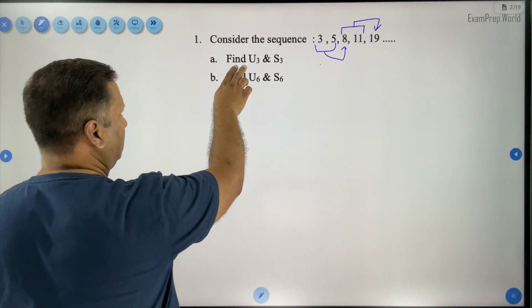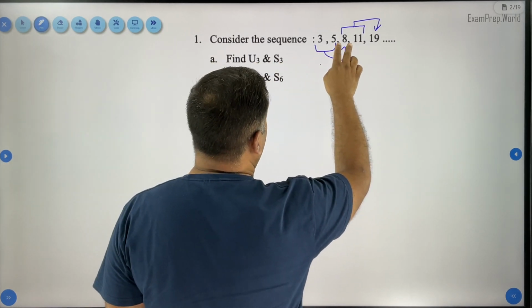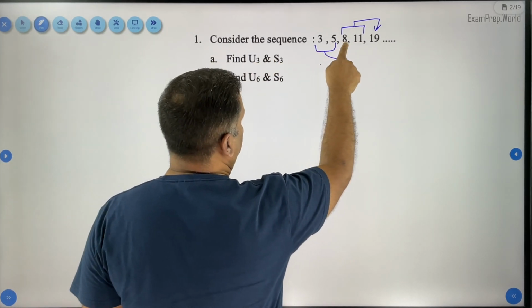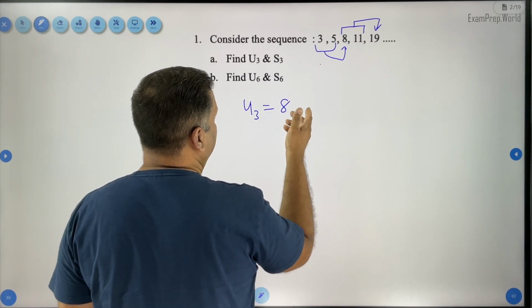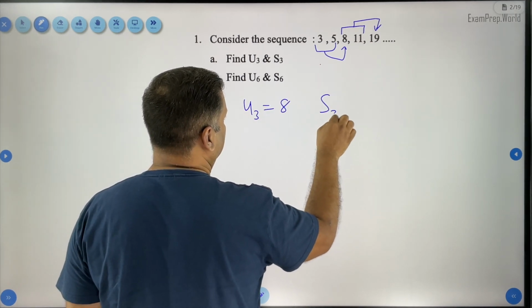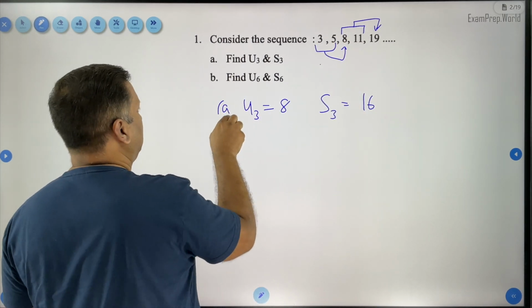Find U3 and S3. U3 is very simple. Which is the third term? It is 8. U3 is 8 and S3 is very simple. You can add them. 8 plus 8, 16. So part 1 job is done.